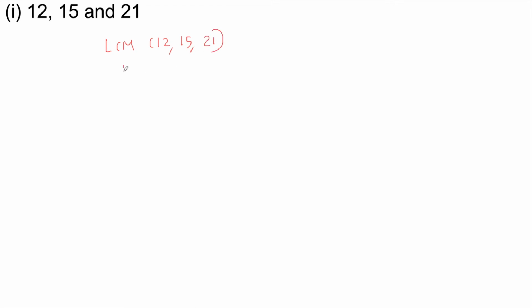Okay. So 12 is 2 square into 3. If you have any doubt, you can use the ladder method. Okay, for smaller numbers, we don't need to apply the ladder method. We can write it directly. But if any doubt is there, you can use this method. 15 is 5 into 3. 21 is 7 into 3.